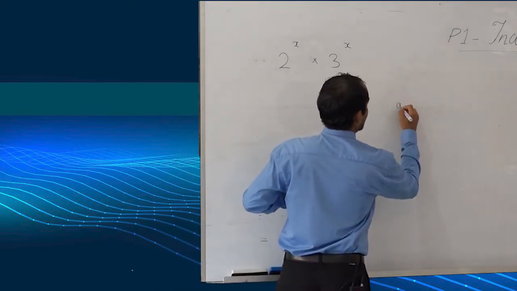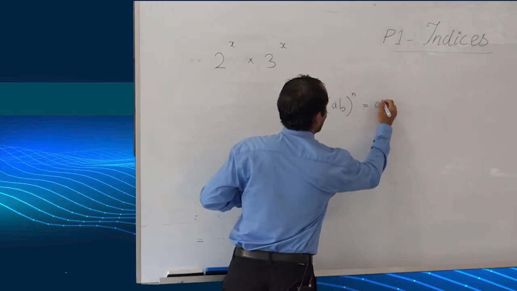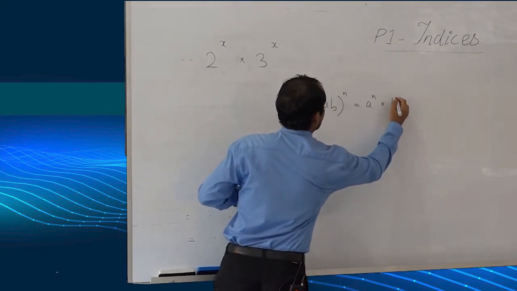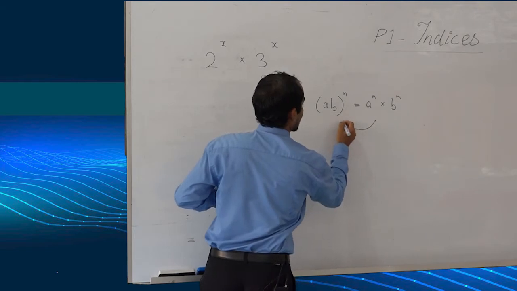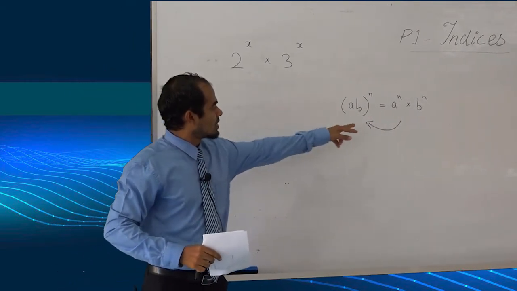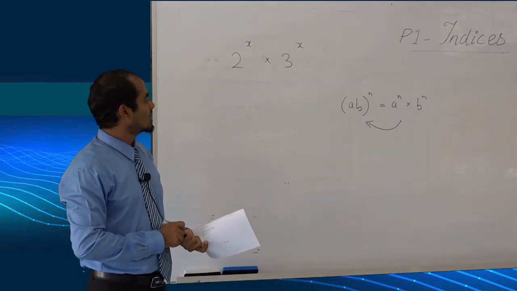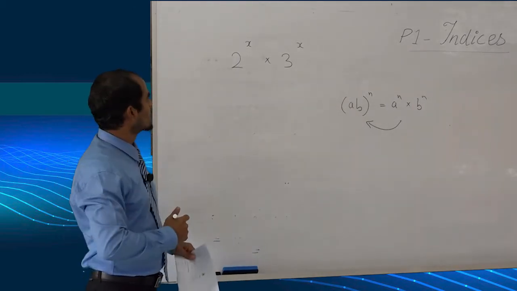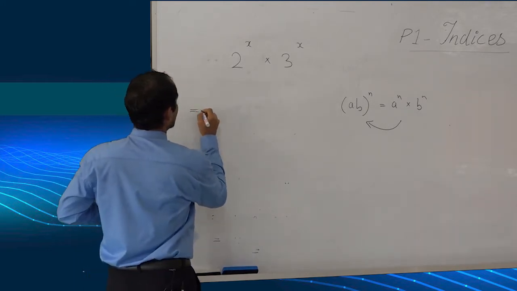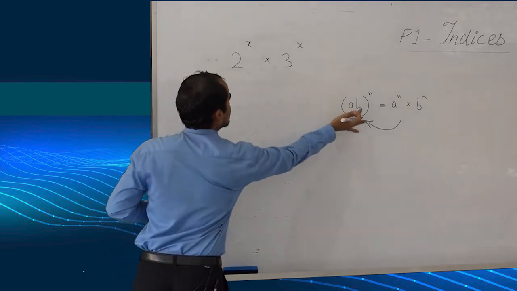It says that (ab) to the power n equals a to the power n times b to the power n. Now, this is something like the rule from the reverse application. So, we need to apply the rule in the reverse way. When we do it, we are going to combine these two powers into one single power like this.